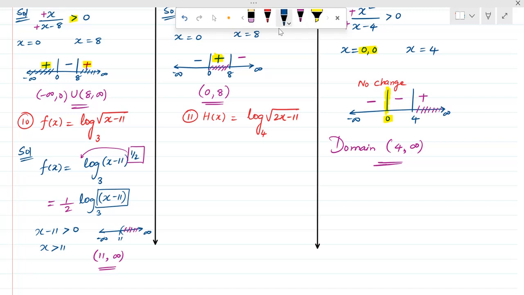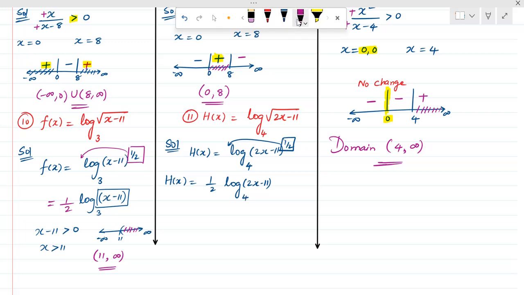Similarly this one, you will have the root. So I will use the property first. So the property gives here, this is log of 2x minus 11 to the power 2 power 4. So I will bring this power here. So what happened? This is h of x is equal to 1 over 2 log of 2x minus 11 base 4. Now this term must be more than 0. So 2x minus 11 more than 0. X is more than 11 over 2.